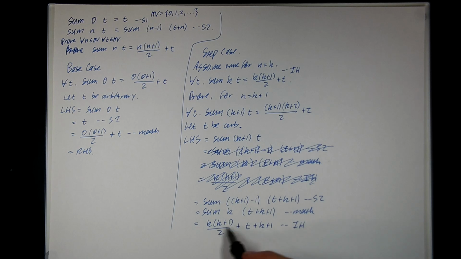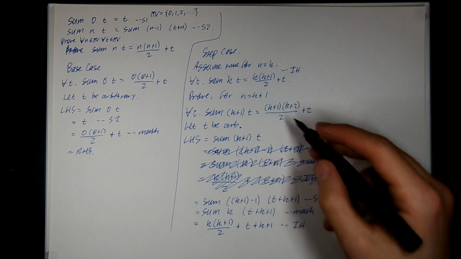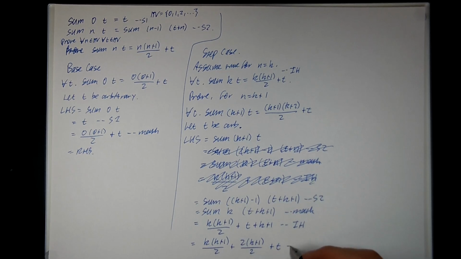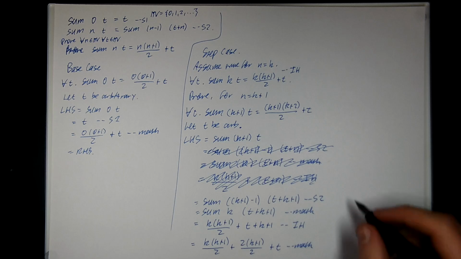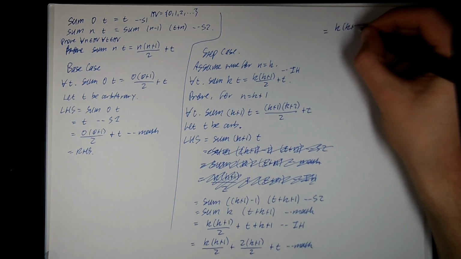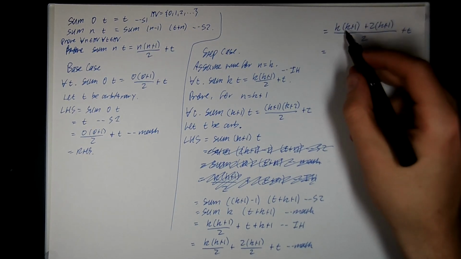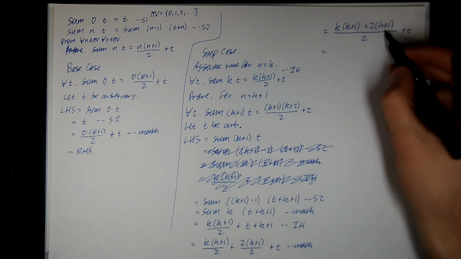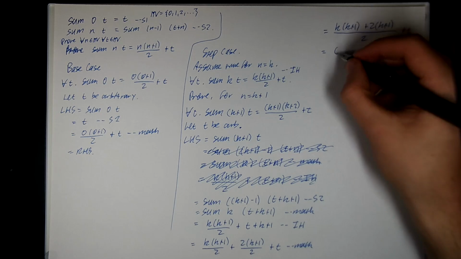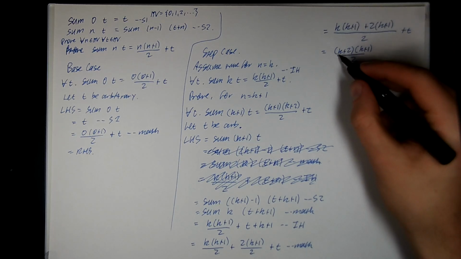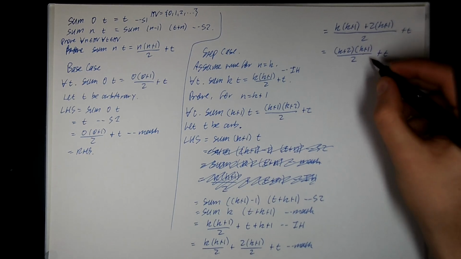And now what I want to do is somehow rearrange this so it looks like the right-hand side over here. So what I can do now is multiply this top and bottom by 2. So k times k plus 1 on 2, plus 2 lots of k plus 1 on 2, plus the value of t, by math. Then we can combine the terms together. So we're going to have k times k plus 1 plus 2 times k plus 1, all on 2 plus t. And what does this become? I've got k lots of k plus 1 here, and I've got 2 lots of k plus 1 here. Therefore I can factor out the k plus 1 and get k plus 2 times k plus 1 on 2. So k lots of k plus 1, 2 lots of k plus 1, therefore k plus 2 lots of k plus 1 in total, plus t. And fancy that, that's equal to the right-hand side.